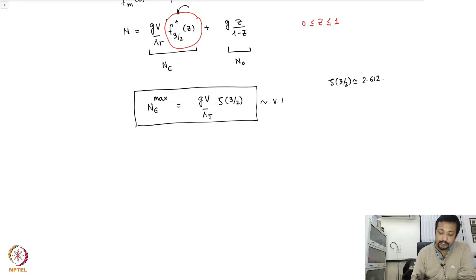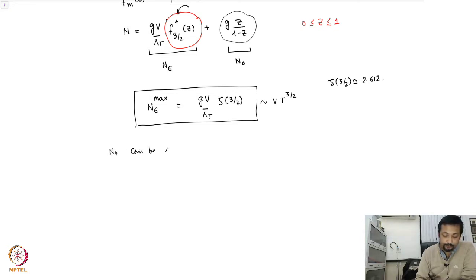This goes as V t to the power 3/2. On the other hand, the second term, N0, can be ignored if z is very, very much less than 1. So you're not hitting the limit of z to 1.